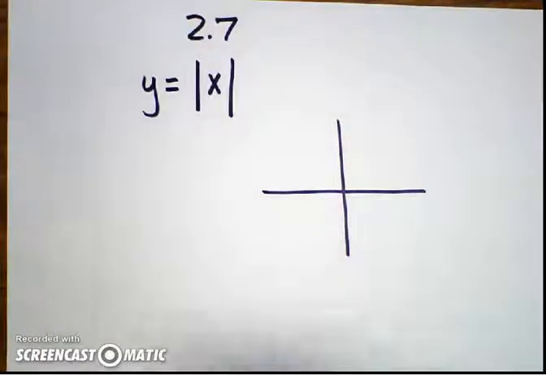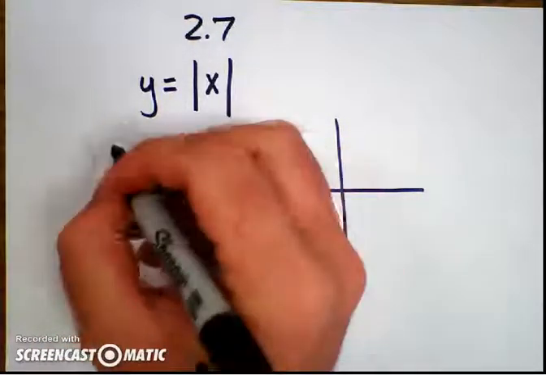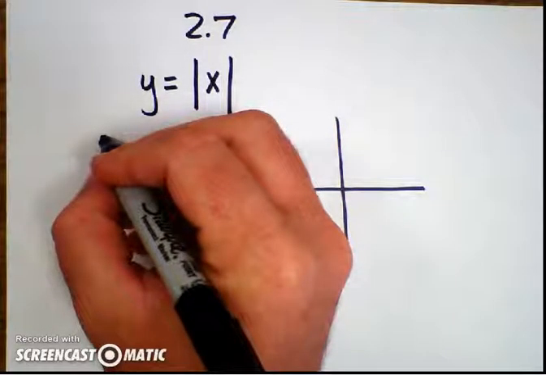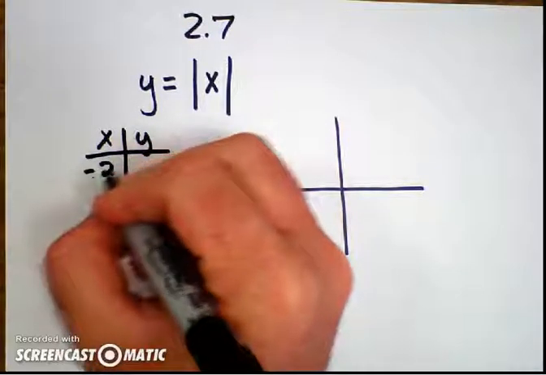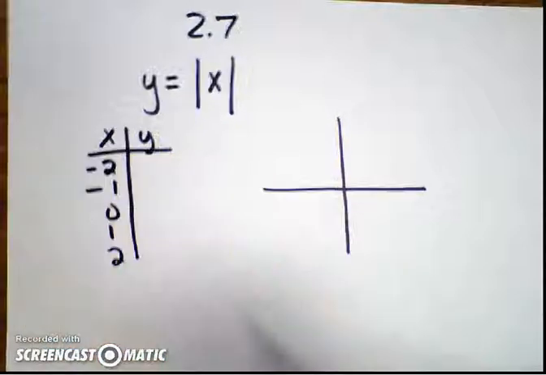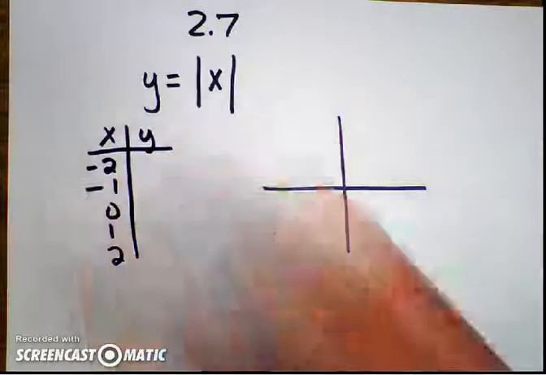And for just this one alone, I'm going to do a table of values. And I'm just going to pick 5 points. I'll let x be all the way from -2 all the way to +2. You can pick any x values you want to, but these are the easiest.